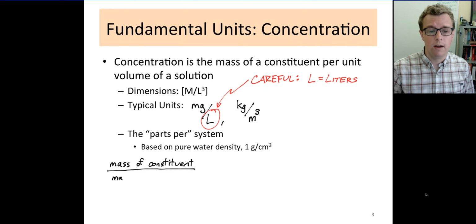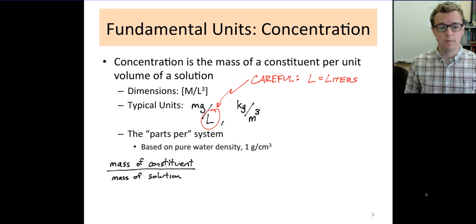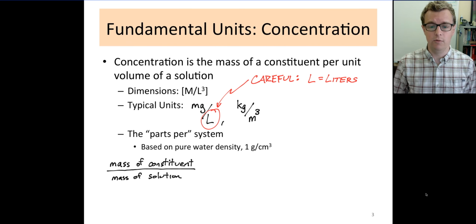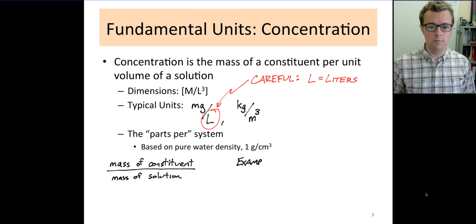One other way that we try to express concentration in this course is what's known as the parts per system. And the idea is the same. It's the mass of constituent per mass of solution. But we take our solution and treat it as though it's pure water, which has a density of 1 gram per cubic centimeter. So I want to show you how this parts per system might work.